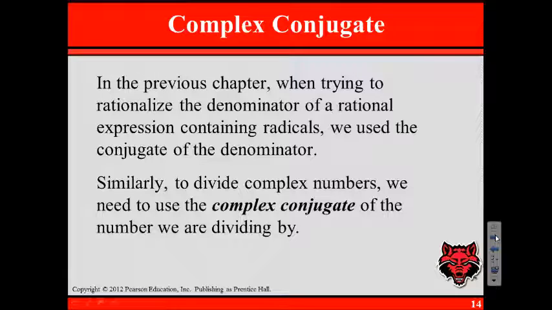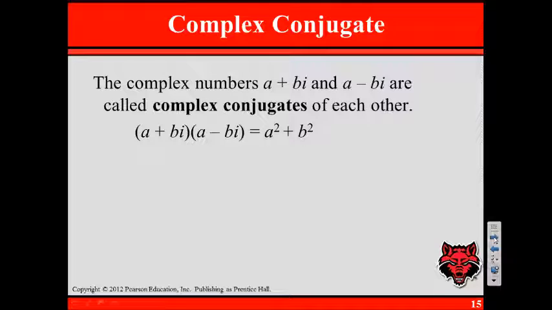In the previous chapter, when we tried to rationalize the denominator of a rational expression containing radicals, we used the conjugate of the denominator. Similarly, when we divide complex numbers, we will need to use the complex conjugate of the number we are dividing by. The complex numbers a plus bi and a minus bi are called complex conjugates. So similarly to the conjugates we've used before, the first terms stay the same. Here the imaginary numbers change signs.